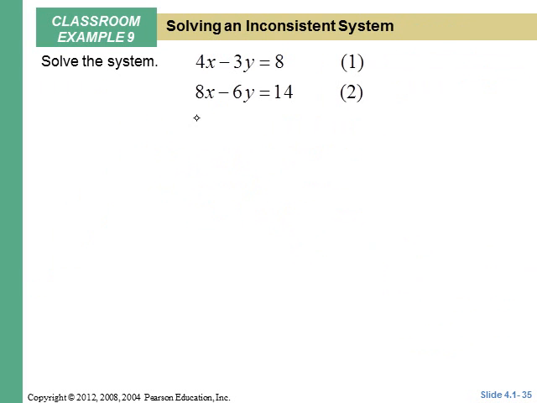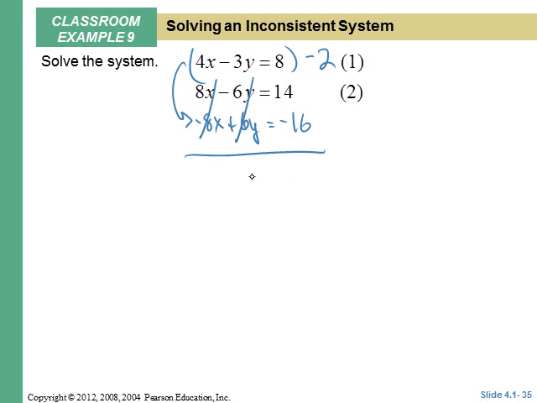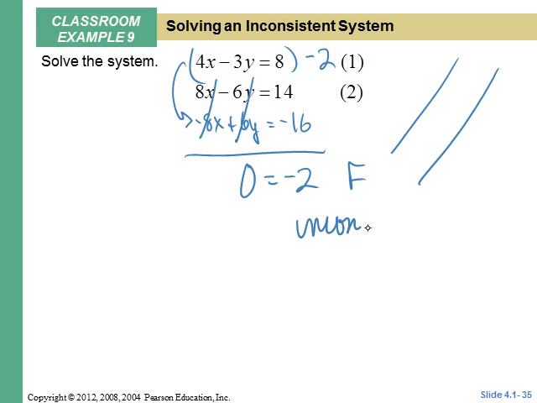If you try adding these two equations together, let's multiply the top equation by negative 2, and write it down here. We get negative 8x plus 6y equals negative 16. These cancel, and so we get 0 equals negative 2, which is false. And so these two lines are parallel, and we would say they are inconsistent and independent.